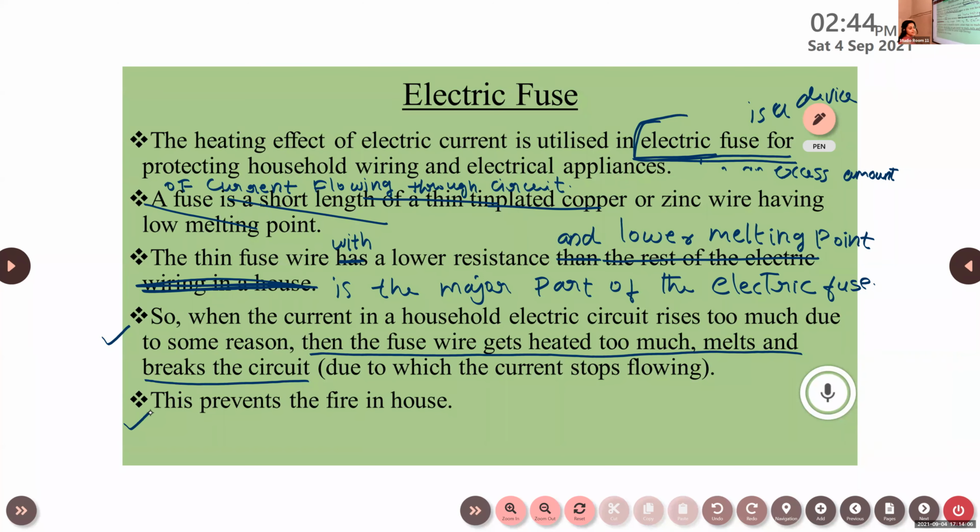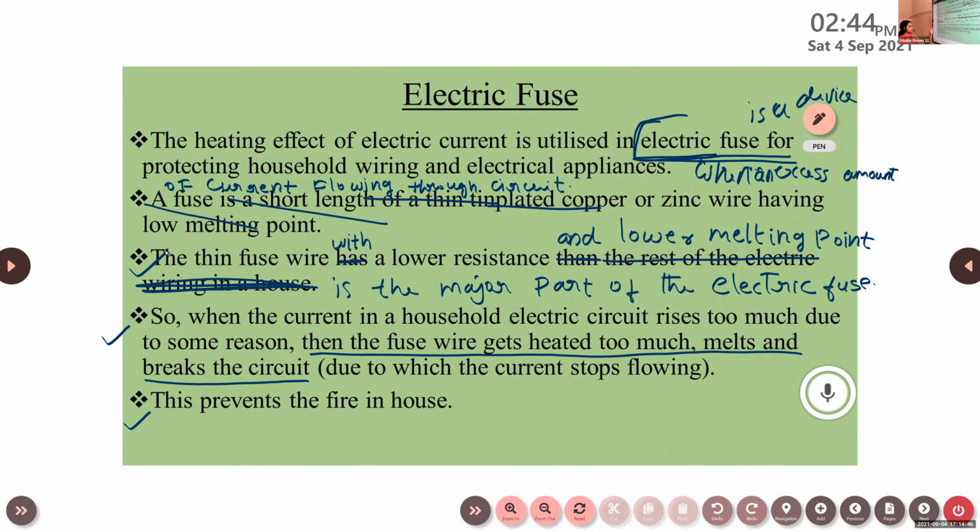I will repeat all the points once again. What do you mean by electric fuse? An electric fuse is a device used for protecting the household wiring and electrical appliances when an excess amount of current is passing through the circuit. The second point: the thin fuse wire with a lower resistance and a lower melting point is the major part of the electric fuse.